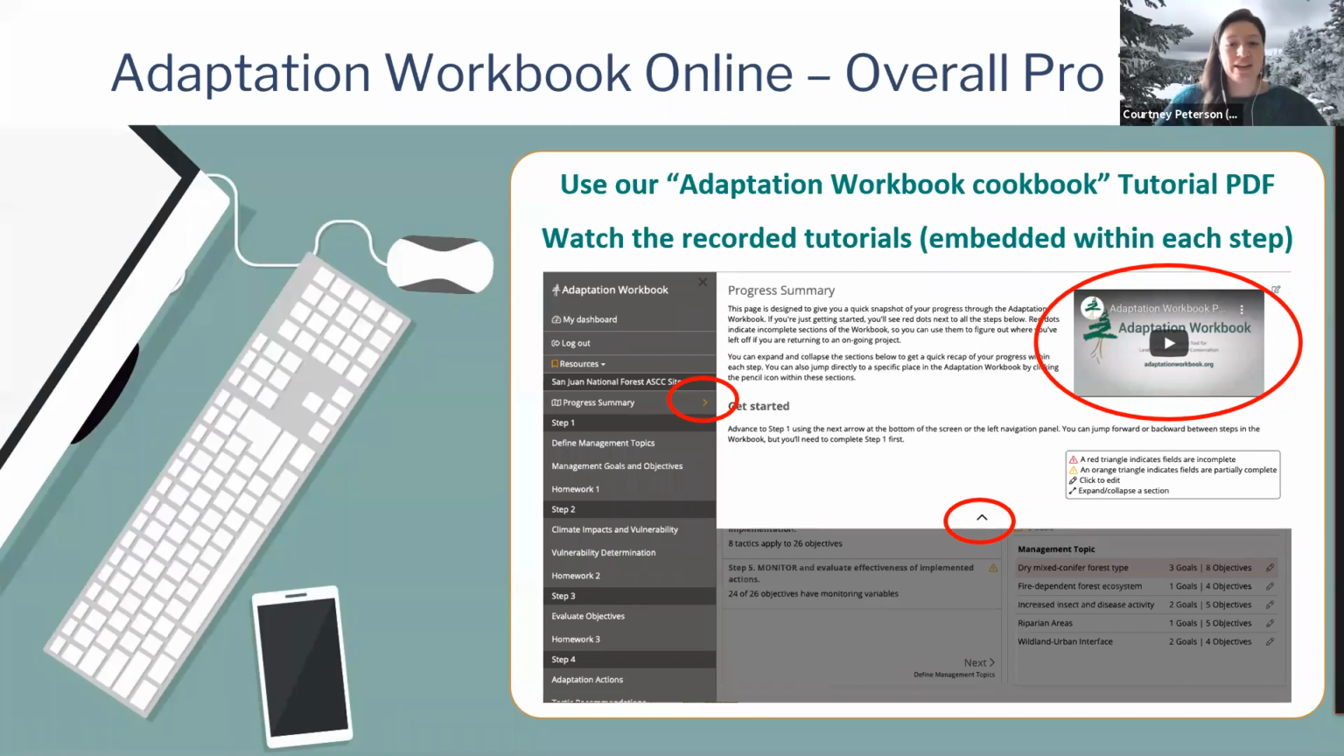So this week, just as a quick reminder, here are some tips for when you're working through the Adaptation Workbook online tool. Always remember, you can check your progress summary at that first tab, and you can see there are tutorials that will walk you through each step. Those video tutorials are a helpful resource for keeping track of what to pay attention to within each step of the adaptation workbook. And don't forget, the way to navigate is using those little carets or arrows. Next slide, please, Maddie.